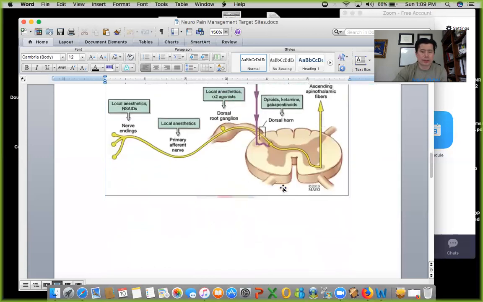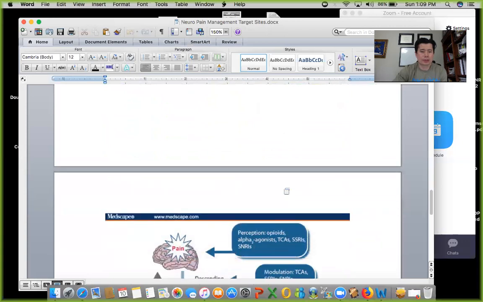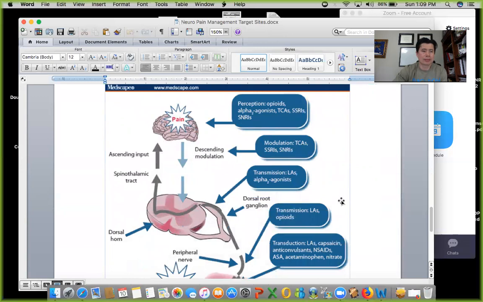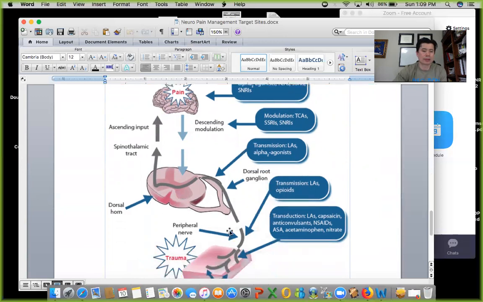Let's move further. Let's see if I can scroll down to this other module. And this is a little bit more detail. I got all this stuff from Medscape and Google, so you can pretty much Google it. Also, this talks about the physiology of how they got pain, trauma, and went through the receptors, and then up to the crossed over ascending, down to descending, and dorsal root ganglion.